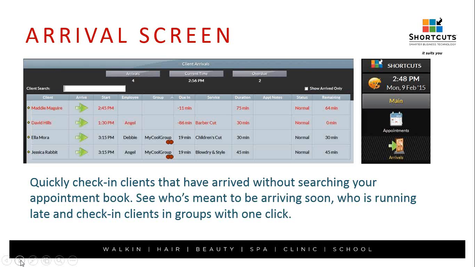So rather than searching through the appointment book to find those clients, all we need to do is click on that arrive button in the arrival screen, and it automatically marks them as arrived on the appointment page for you. So I'm just going to quickly jump into shortcuts again and just show it to you live.